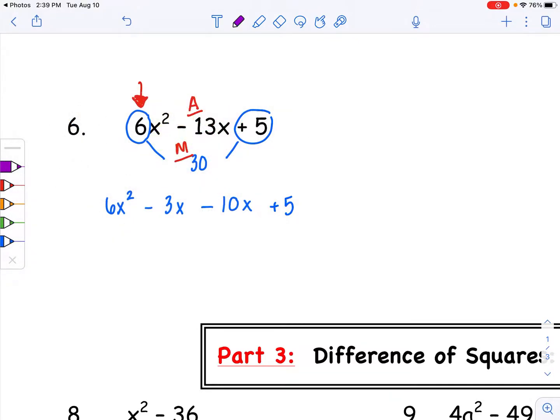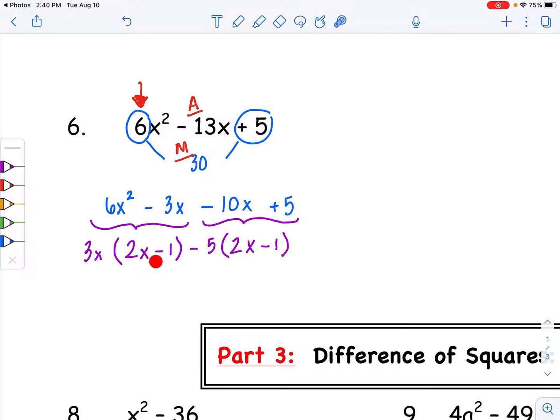From here, you're going to take the GCF of your first 2 terms. Again, look at how it builds. Greatest common factor I can take out is a 3x, leaving you with 2x minus 1. Greatest common factor in your second group of terms is going to be 5. But we want to make sure that what's left over matches. So instead of me taking out just a positive 5, I'm going to go one step further. Take out a negative 5. And notice now that they match.